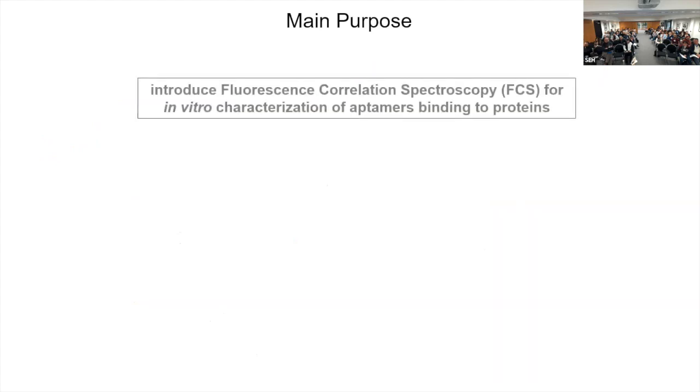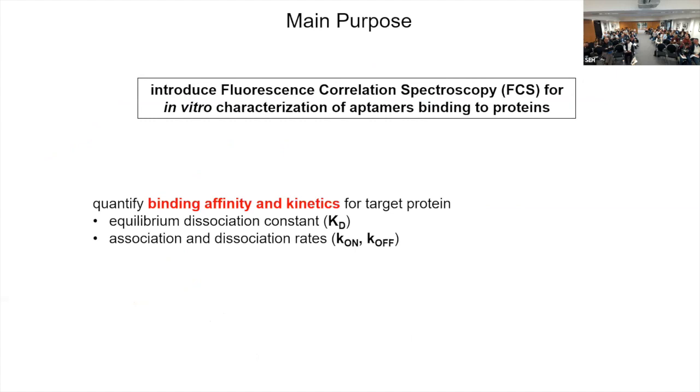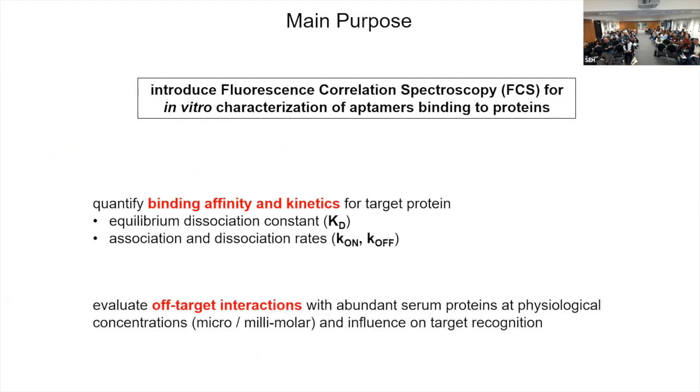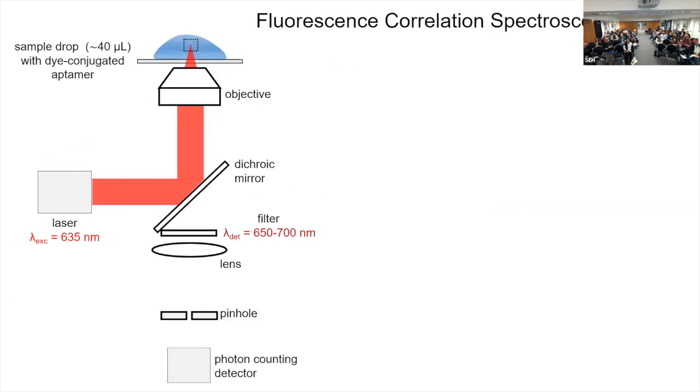What I propose today in this presentation is the use of a biophysical technique, fluorescence correlation spectroscopy, FCS, for the in vitro characterization of aptamers binding to proteins in general. This will be done in terms of quantifying the usual affinity and kinetics for the target proteins, and also to investigate interaction with off-target components, serum proteins in particular, but at their physiological high concentration. I'll spend a couple of words on the technique, because maybe it's not familiar to all of you.